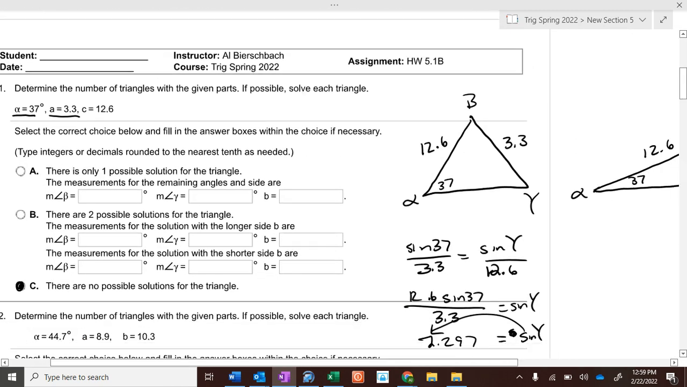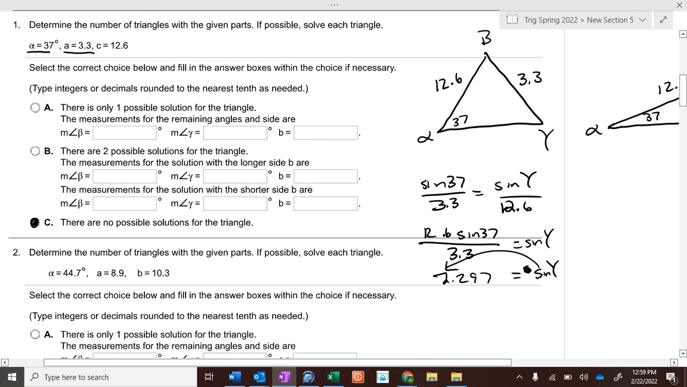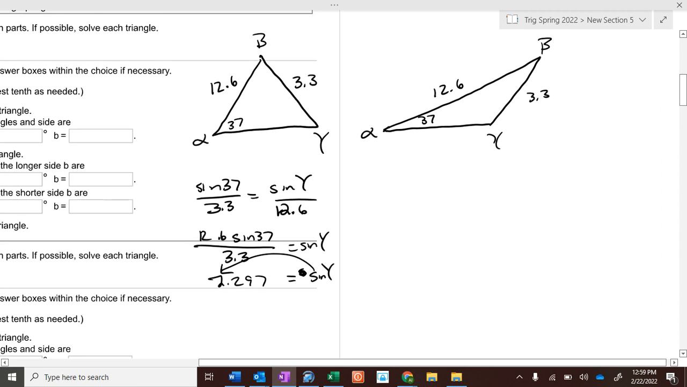So what is this? And you're going, huh? Mr. Bierschbach, you taught all that and then it's nothing? Well, what happens here is this. In this side angle side situation, it looks like that: 37, 3.3, and 12.6. What do we got here? Well, we got a dangle. And a dangle doesn't ever touch this line down here. So is it a triangle? No, it's just a dangle. And we're not solving for dangles.